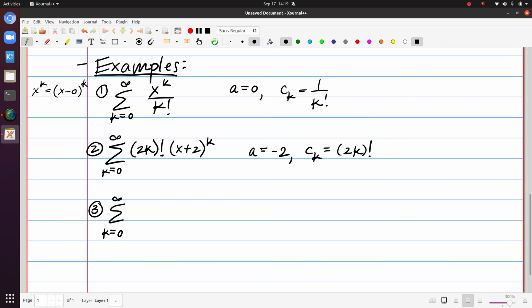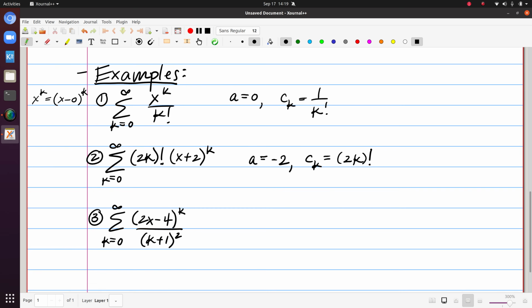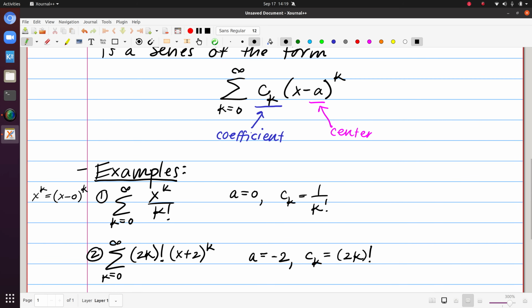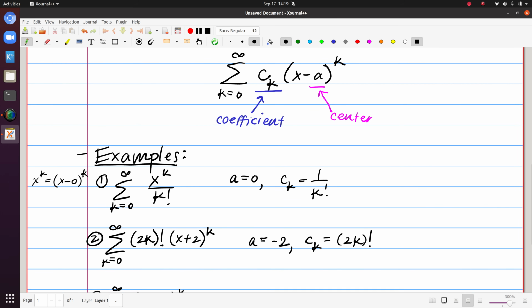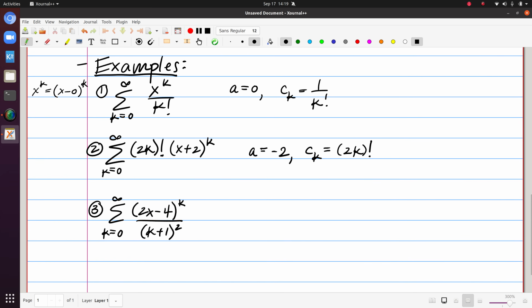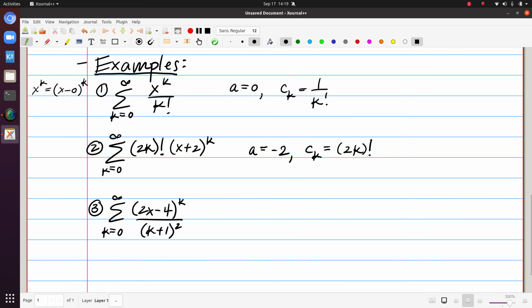And a slightly more challenging example, consider 2x minus 4 raised to the k over k plus 1 squared. The reason this one's a little bit harder is notice that it's not already in the structure of simply x minus some value a to the k. So if I'm identifying the coefficient, I have to have it multiplied by this kind of factor where the coefficient inside of the x minus a on x is simply 1. So looking at this, I can rewrite these terms to force it into that structure.